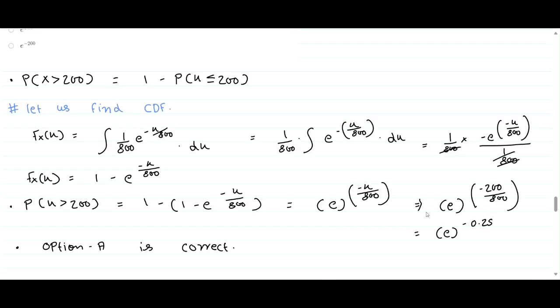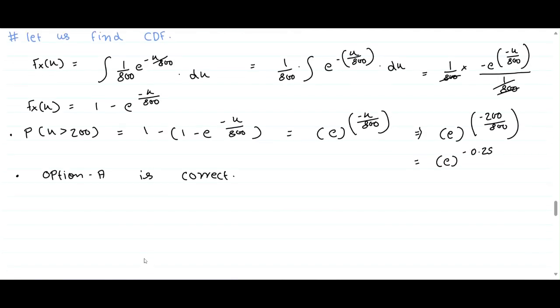So after putting x is equal to 200, the value that we will get is e to the power minus 0.25. So the probability that x is greater than 200 is e to the power minus 0.25. And let us now look at question number 8.